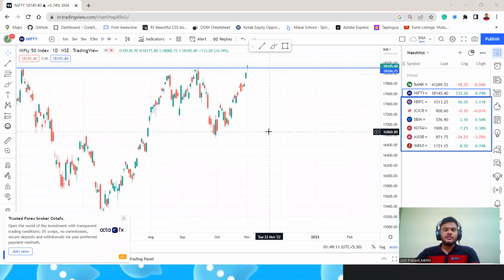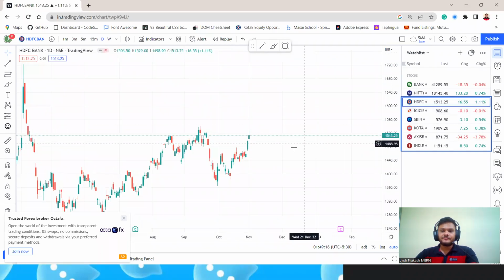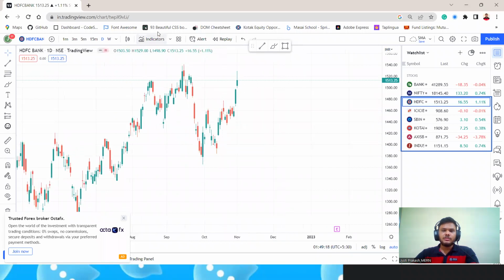Here you can see that in the Bank Nifty components, HDFC Bank showed some positive movement. Yesterday I also told you that if it closes above 1500, by opening flat or gap up, then we're going to take it for buying, and I did not expect it to go that high. I told you my first target would be 1520, but it traded around 1530. But at the end, it closed at 1513.